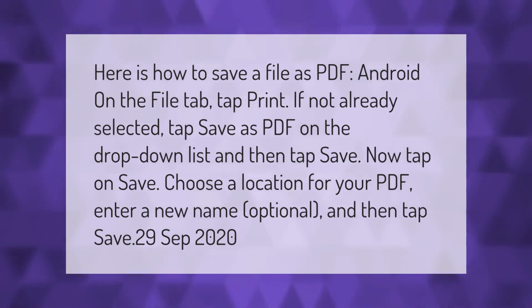Here is how to save a file as PDF, Android. On the File tab, tap Print. If not already selected, tap Save as PDF on the drop-down list and then tap Save. Now tap on Save. Choose a location for your PDF, enter a new name, optional, and then tap Save.